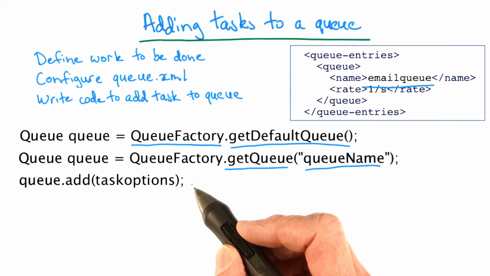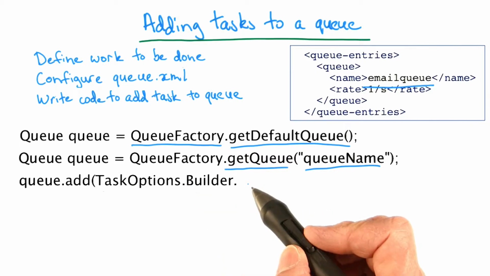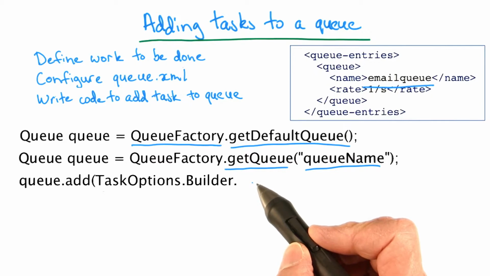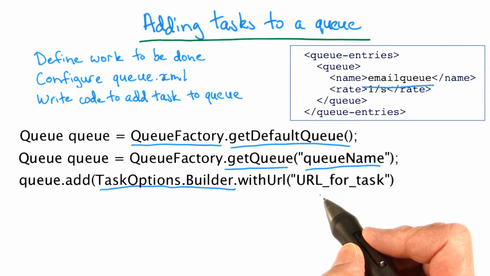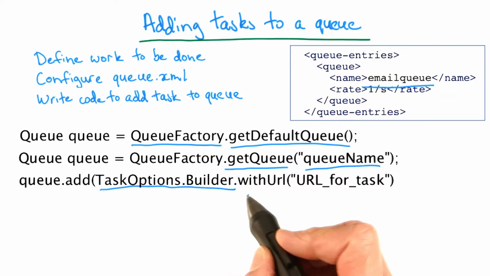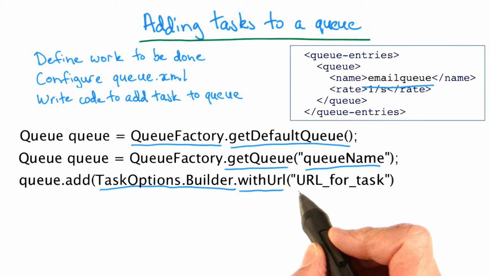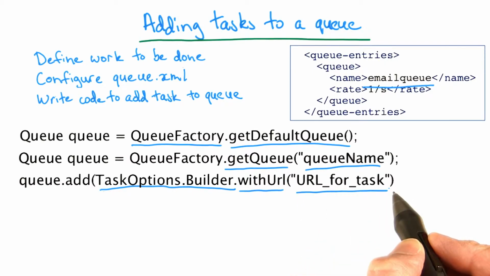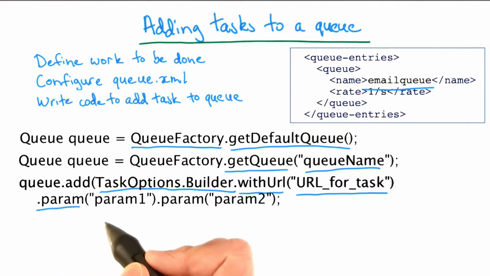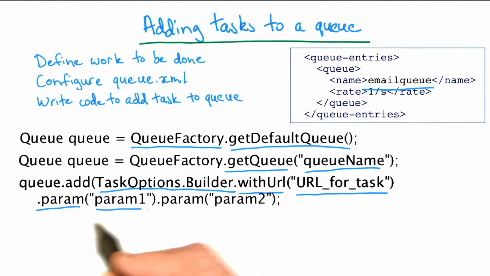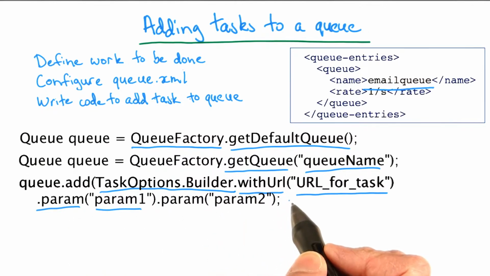And then you need to specify the options for the tasks. The options include the parameters for the task and the URL that's going to execute the task. The easiest way to build up the task options is to use TaskOptions.Builder. You must provide the URL that's going to execute the task. When you use TaskOptions.Builder, you just call the withUrl method and you pass the URL that's going to execute the task. Then to add params to the task, you can just call the .param method and pass in the params. You can have as many as you want. Here I've just got 2. And if your task doesn't have any params, then obviously you don't need to do that.